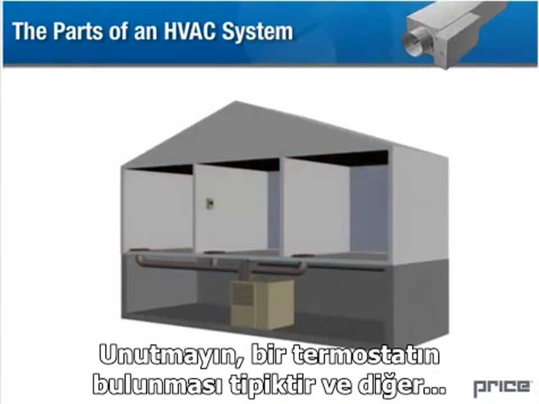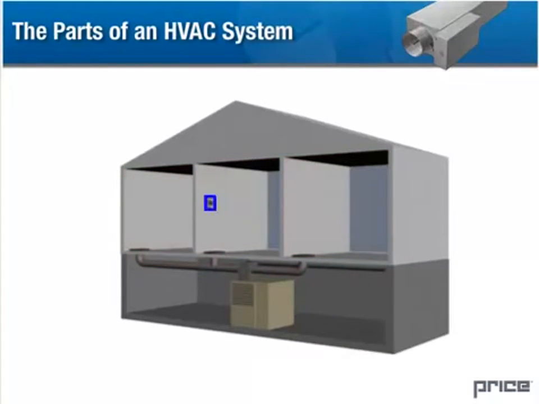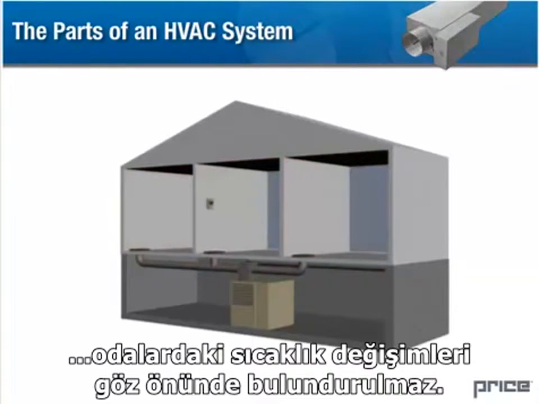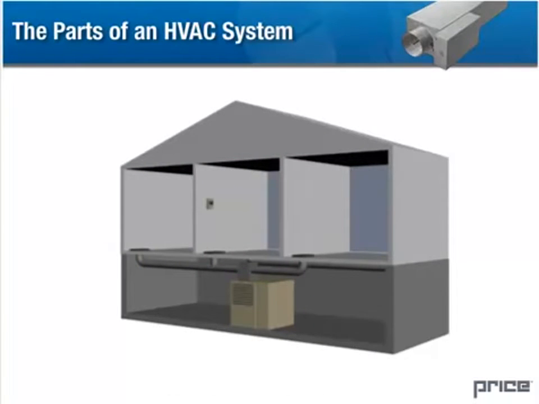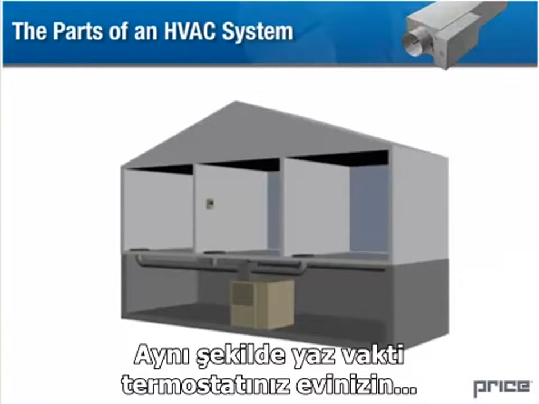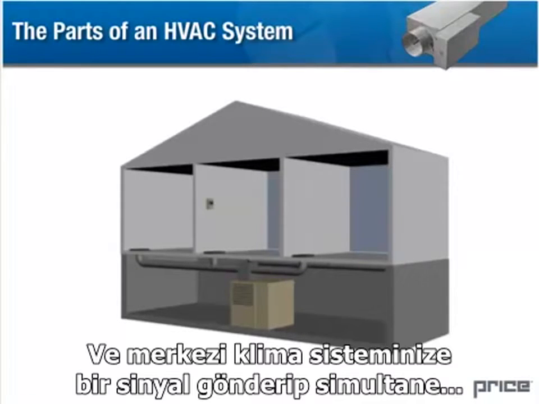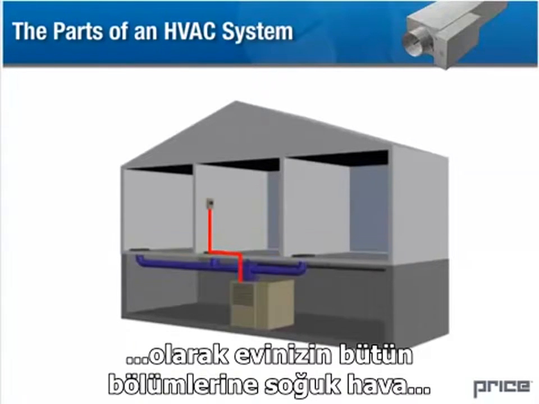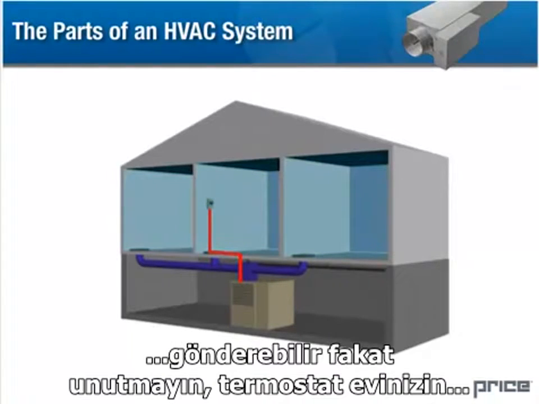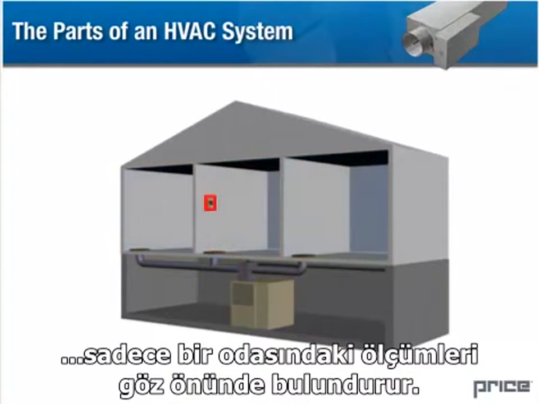Note that it is typical to have only one thermostat, and it does not account for temperature variation in any other rooms. Likewise, in the summer, your thermostat will detect when your home has become uncomfortably warm, and it will signal your central air conditioning system to deliver cool air simultaneously to all parts of your house. Again, note that your thermostat is measuring the temperature in only one room.